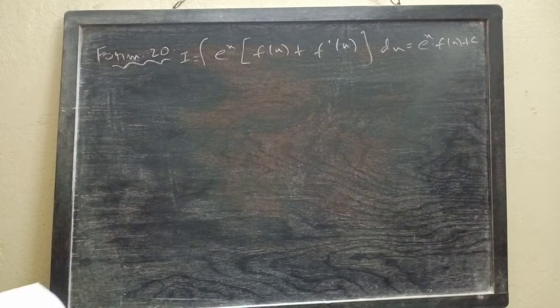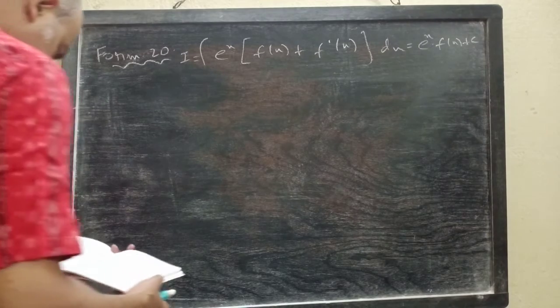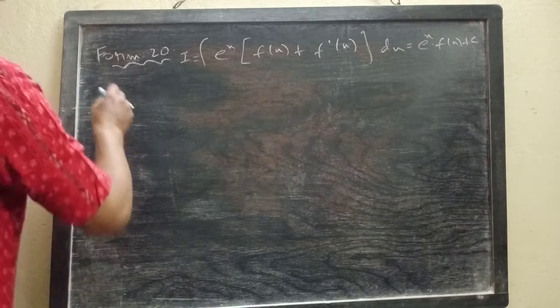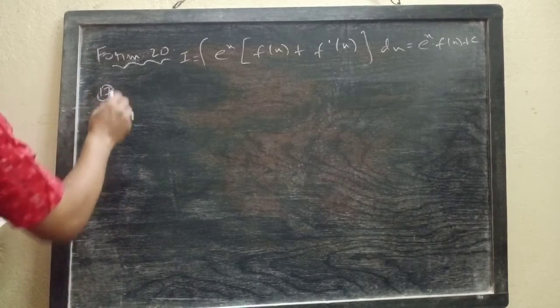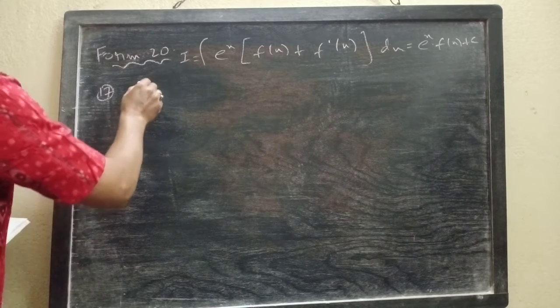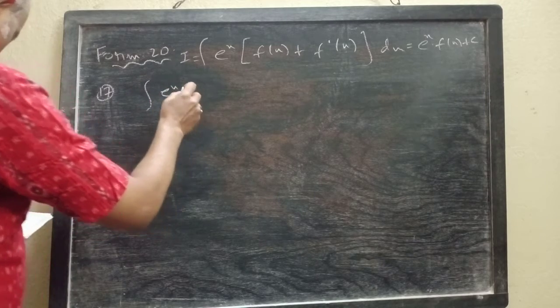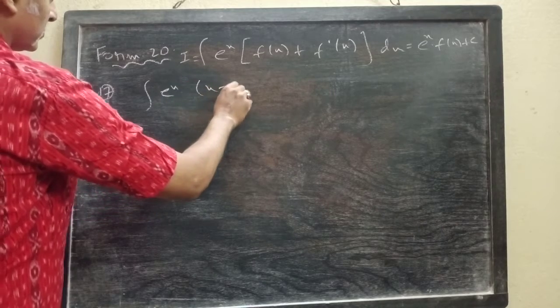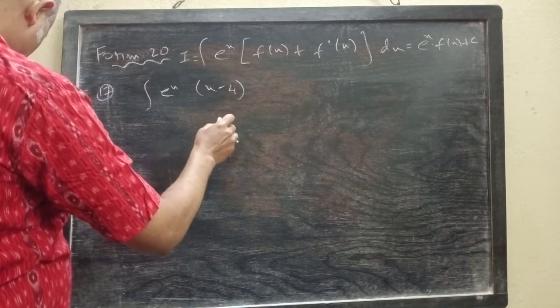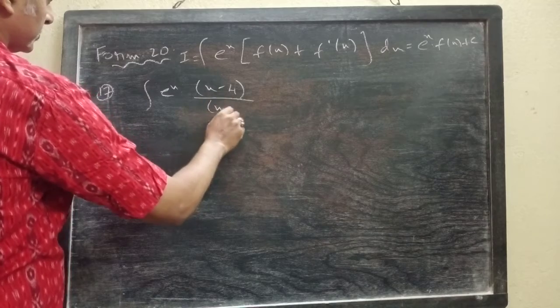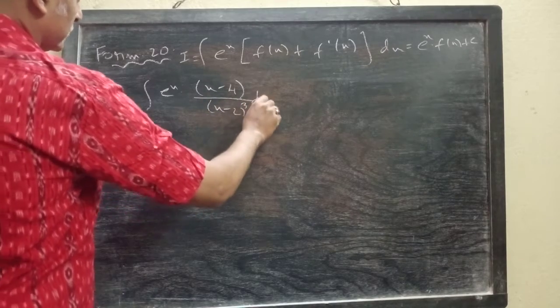Welcome back with a new problem, number 17. This is integration e to the power x into (x minus 4) by (x minus 2) whole cube dx.